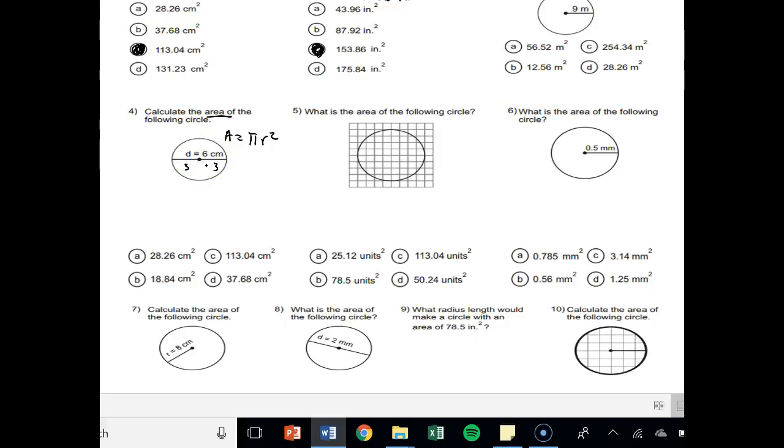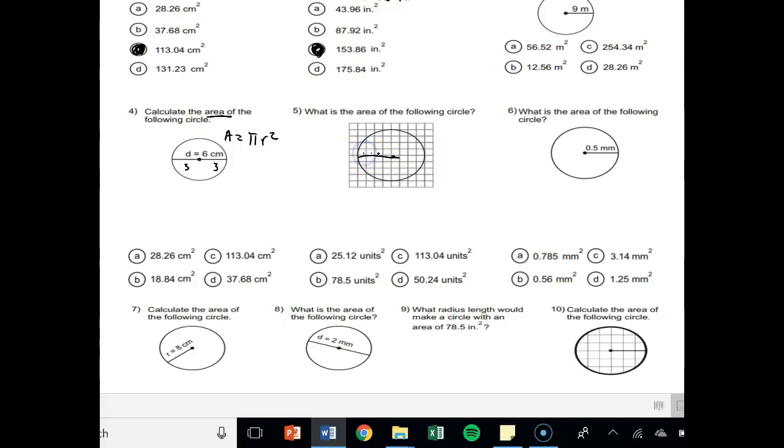Number 5 is interesting because it says find the area of the following circle, but they don't give you any measurements. They give you these little squares, though. So if you can take this as the center of the circle, just ask yourself, okay, how many square units are there up until the center, right? Because that would be my radius.